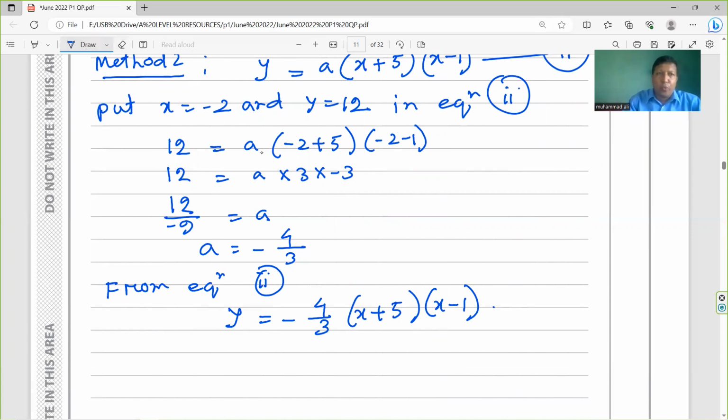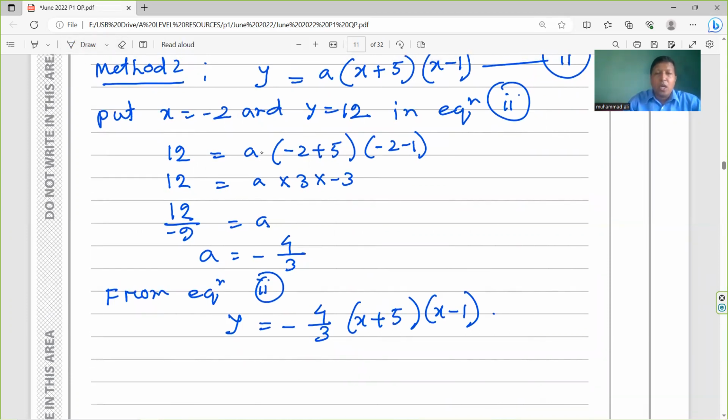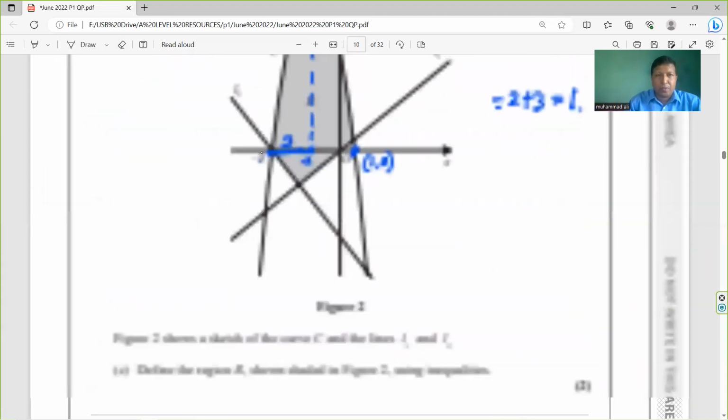So in these two methods, we can find the quadratic curve, and definitely the curve is cap-shaped. So here the x square coefficient is negative. Now the second part, part B.